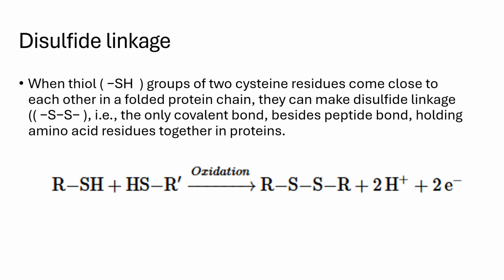So what is disulfide linkage? When thiol groups of two cysteine residues come close to each other in a folded protein chain, they make disulfide linkage, the only covalent bond besides peptide bond holding amino acid residues together in proteins, right? So this is the disulfide linkage, the thiol group. Provided the protein chain is folded, two cysteine residues coming together in a folded protein chain can make a disulfide linkage, right?